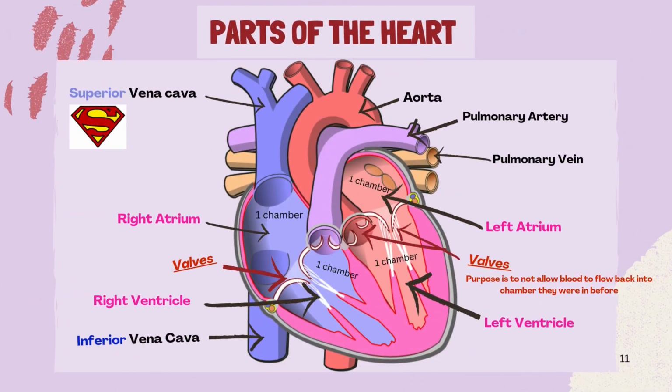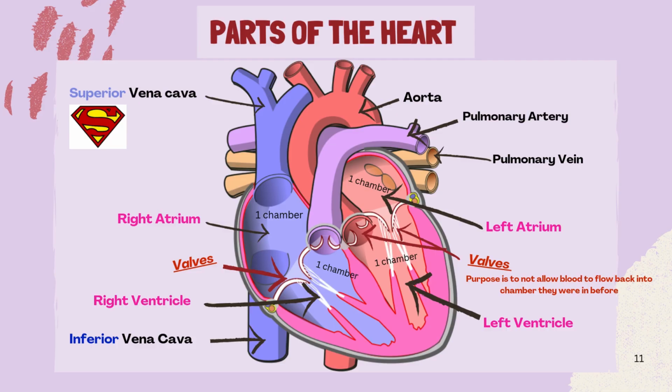Let's look at the parts of the heart. We have the superior and inferior vena cava. Now, to remember the superior vena cava, think of Superman because he flies in the sky. So the superior vena cava will be at the top. The inferior vena cava will be at the bottom.